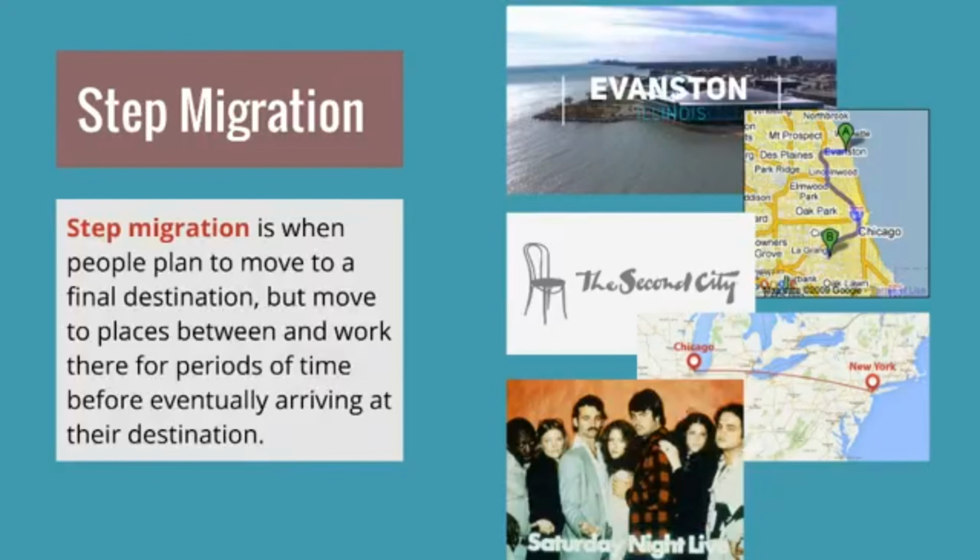We can see here on the right the step migration of one Bill Murray, very famous comedian, who started in a suburb of Chicago before moving to Chicago to work with Second City, which is a comedy group, and then eventually moving from Chicago to New York once he got enough money to, and then joined Saturday Night Live, and then eventually settled in Charleston, South Carolina. But you can see he worked his way in steps to end.